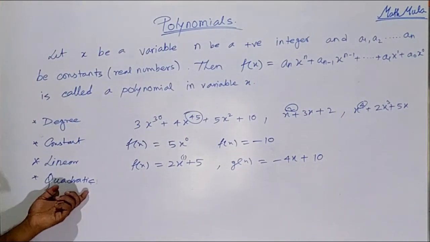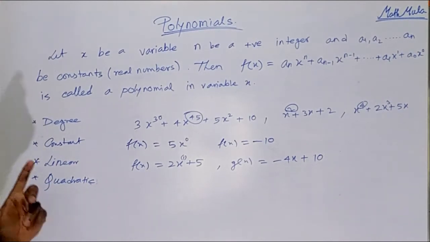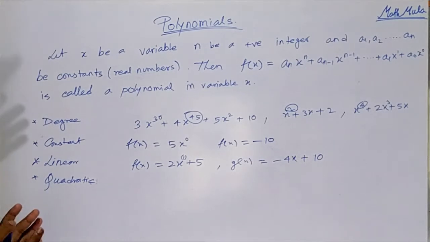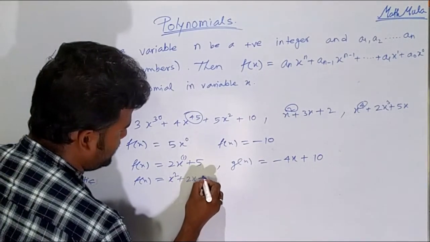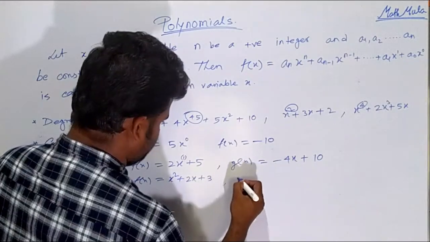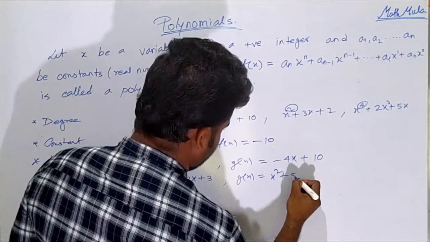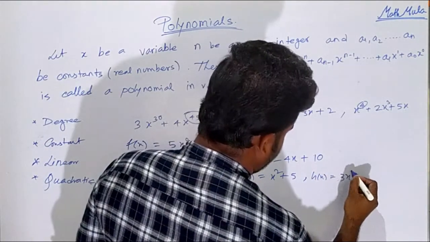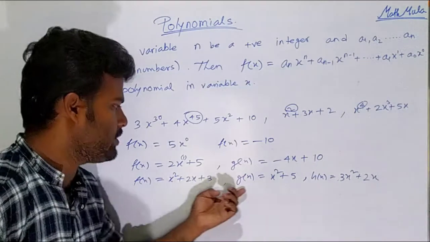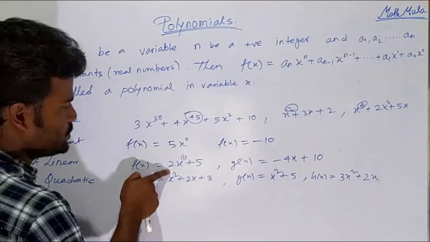Now quadratic polynomial. Now what is quadratic polynomial? If the highest power of variable is 2, then the polynomial is called quadratic polynomial. Like f of x is equal to x squared plus 2x plus 3 and g of x is equal to x squared plus 5 or h of x is equal to 3x squared plus 2x. These are all quadratic polynomials because the highest power of variable is 2.